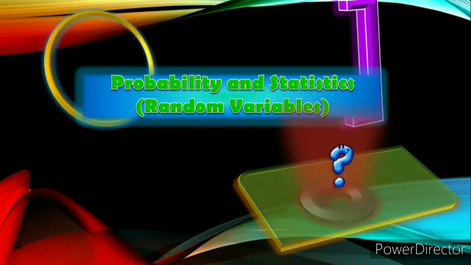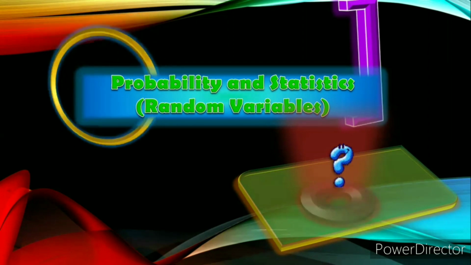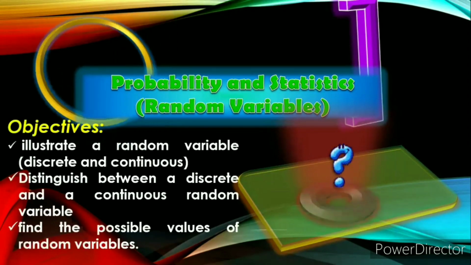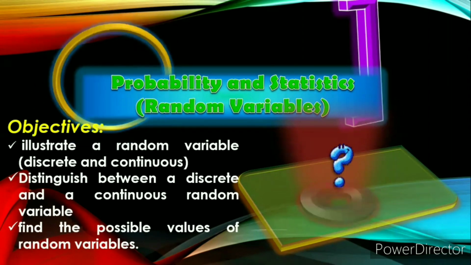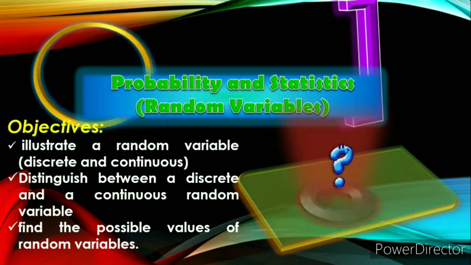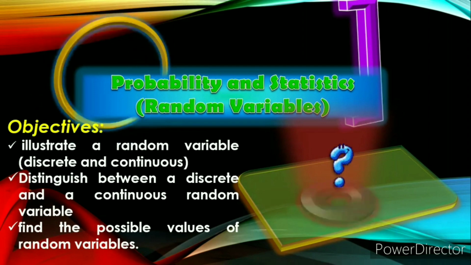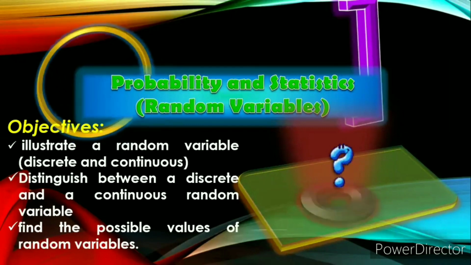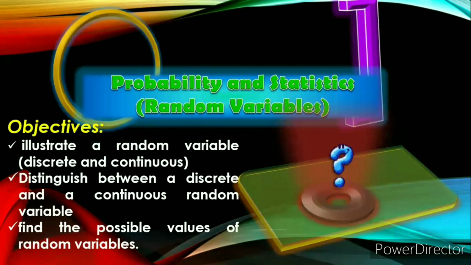Our topic this day is about probability and statistics, particularly random variables. Our objectives for this tutorial, we have three objectives. First, illustrate a random variable, discrete and continuous, and also distinguish between a discrete and a continuous random variable, and find the possible values of random variables.